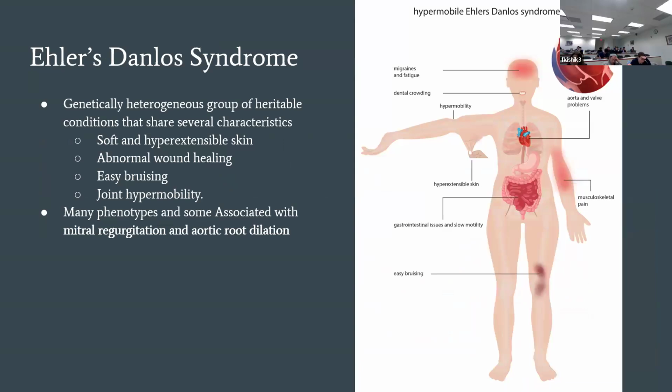Ehlers-Danlos syndrome, this is genetic, and shares several characteristics of soft, hyperextensible skin, abnormal wound healing, easy bruising, and joint hypermobility. These patients, we monitor for mitral regurgitation and aortic root dilation very early and aggressively, because they're prone to aortic aneurysms and mitral regurgitation.